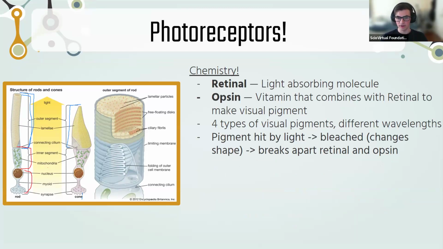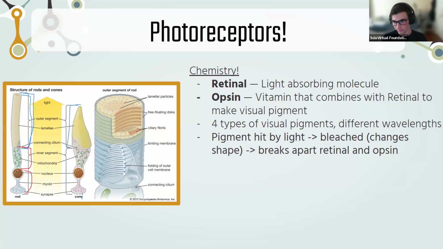It combines with retinol to make visual pigment, and that visual pigment is what's going to get bleached. The process of it getting bleached goes from a molecule called, I think, cis-11 retinol, to all-trans retinol, to breaking apart into retinol and opsin again, and then the retinol gets reused. It gets reused for the regeneration of the visual pigment for the discs.